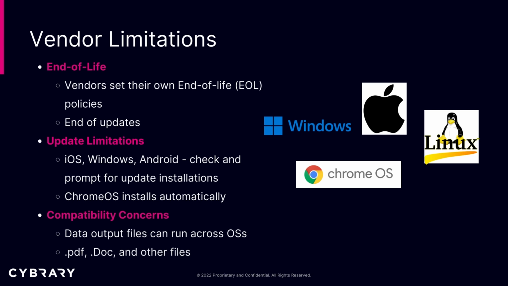Compatibility concerns: data output files can run across different operating systems. So if you have a Windows or a Linux or Mac and Chrome OS, files produced by applications can run across all those platforms like a PDF or doc files. However, system files would not be compatible with one another. So those would be the compatibility concerns there.